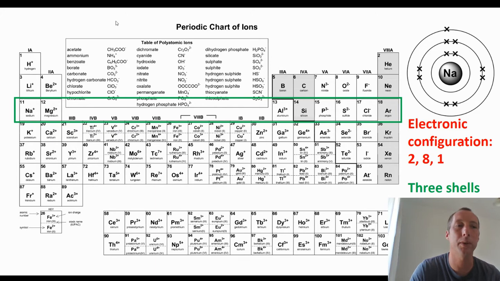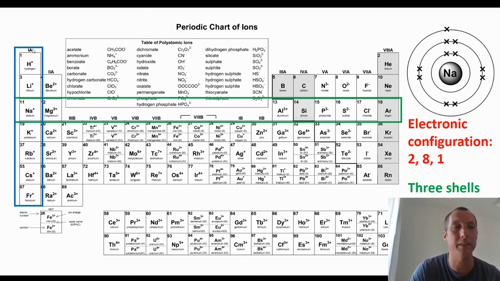So the top period where hydrogen is, this is period 1, where lithium is, period 2, sodium is period 3. Anything in period 1 has got 1 shell. Anything in period 2 has got 2 shells. Because sodium's got 3 shells, it will be in period 3. The other thing we notice about sodium is it's got 1 outer shell electron, just 1 in here. That puts it in the first column.